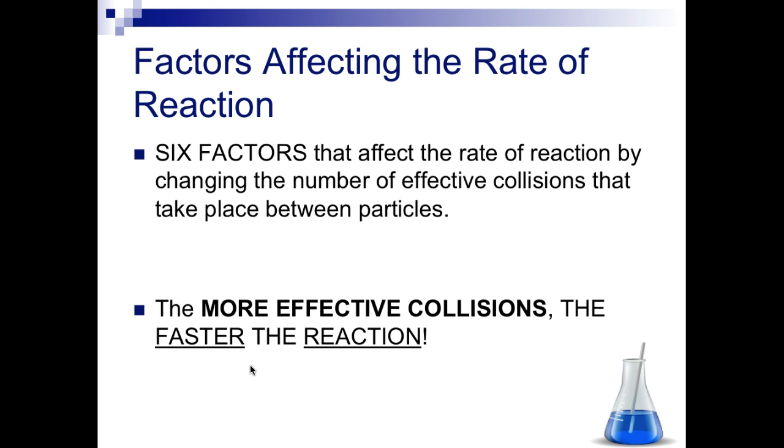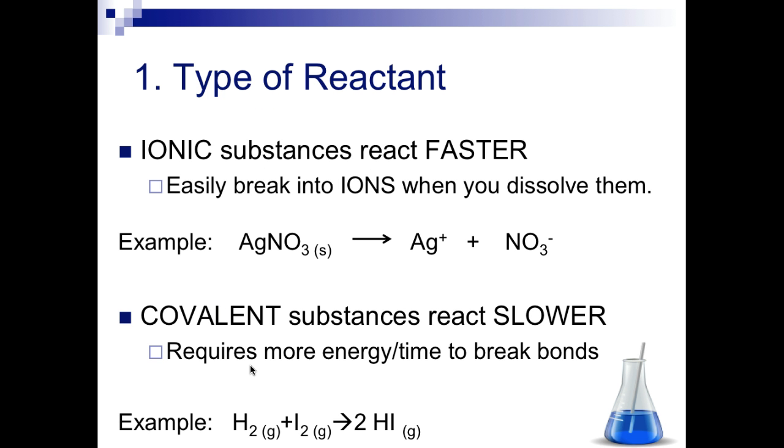So what about factors affecting the rate of reaction? There are six factors that affect the rate of reaction by changing the number of effective collisions that take place between the particles. So the more effective the collisions are between the molecules, the more effective the reaction is, and the faster the reaction rate is. So let's look at these six factors. So the first one is type of reactant.